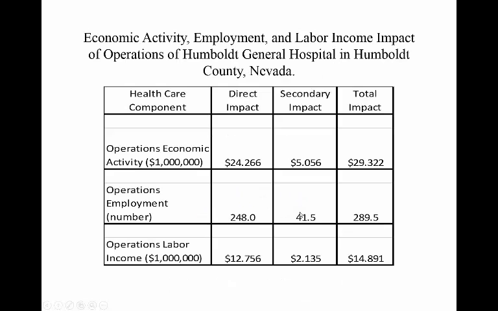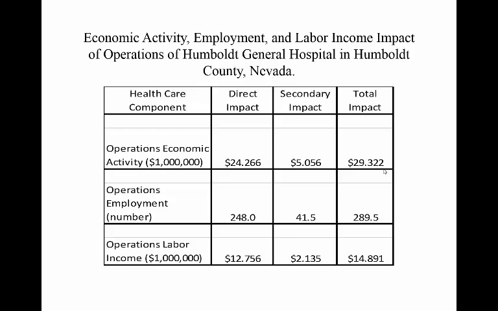And when we talk about them, here they are. The economic activity, employment, and labor income impacts of operations from Humboldt General Hospital within the Humboldt County economy. As you see, they had a direct impact of about $24.3 million. With the industry linkage, you had an extra $5 million, which means Humboldt County had a total economic activity of about $29.3 million.